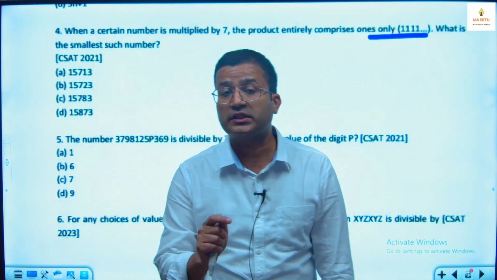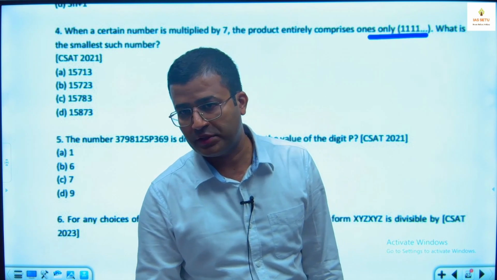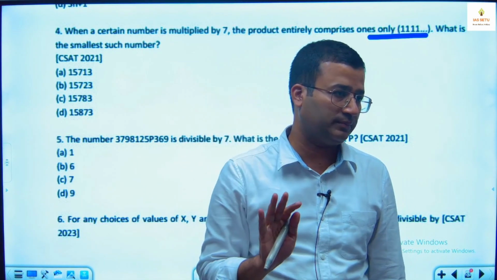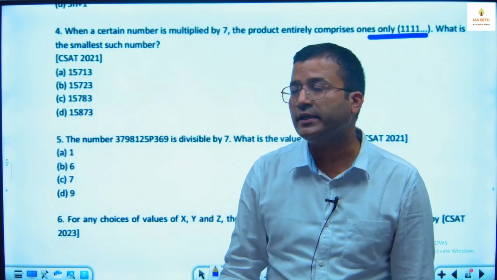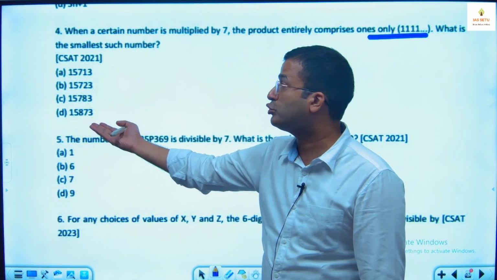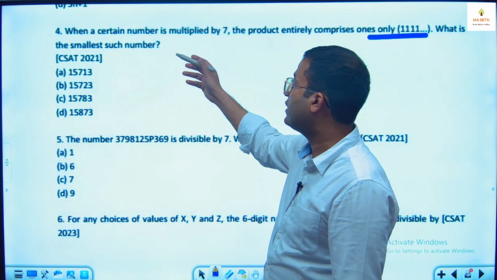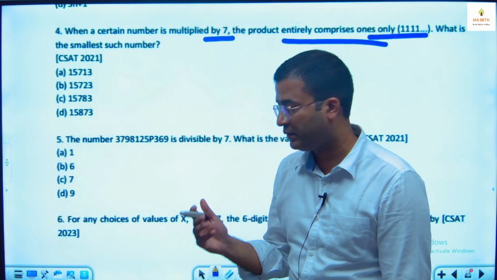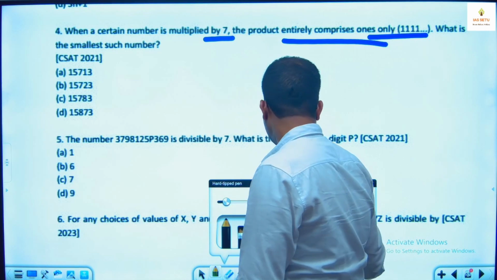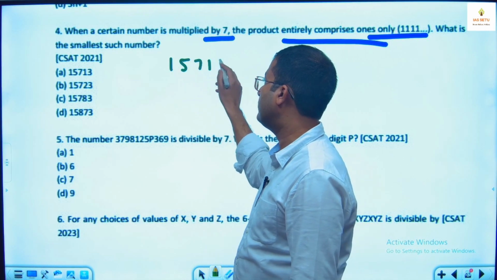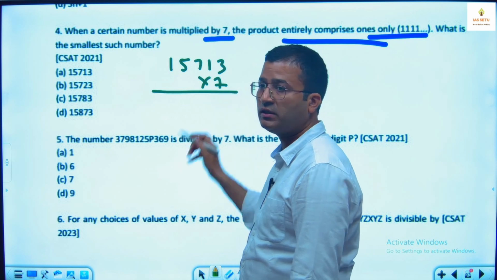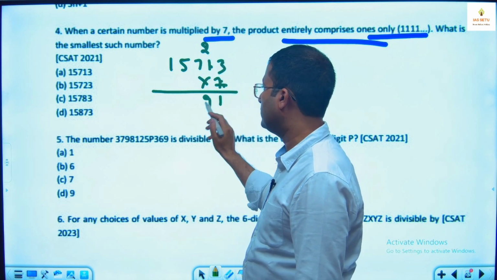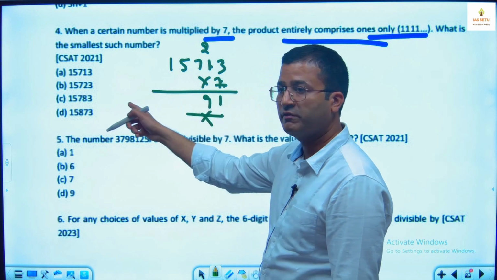And I tell you, this is really a wonderful concept asked by UPSC. But since they have given answer options, it becomes the easiest question. See here, out of these given numbers, we have to check what is the number when it is multiplied with 7, our value will come 1 only. What I will do, I check answer option A, 15713, I multiply with 7, 7 3s are 21, 2, 7 plus 2 9. ये तो यहीं खत्म हो गया. It has to be 111.